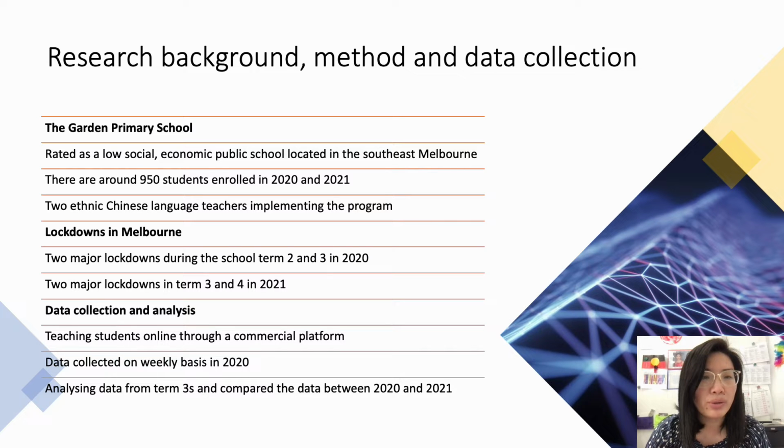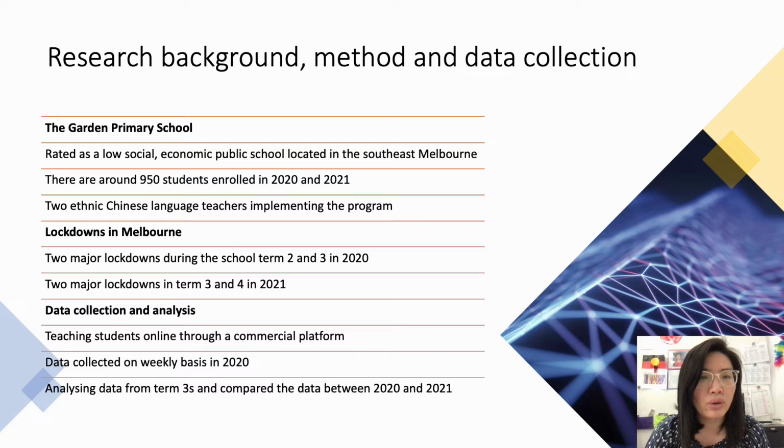In 2020 and 2021, in Melbourne, we had experienced six lockdowns. There were three major lockdowns over these 2 years.